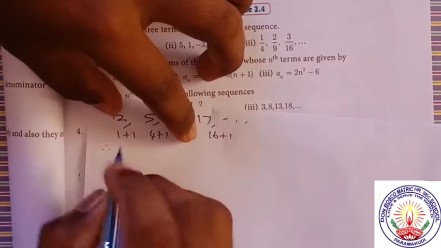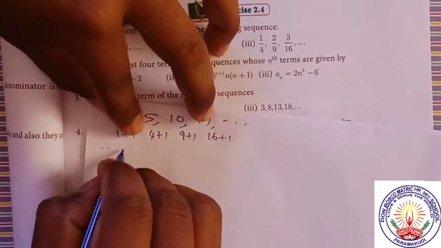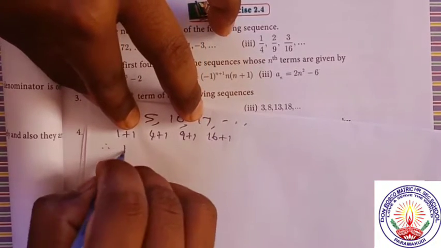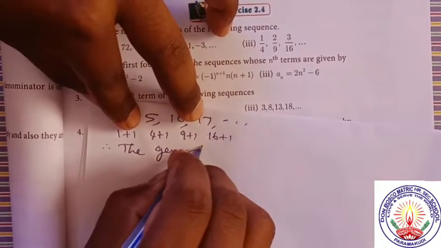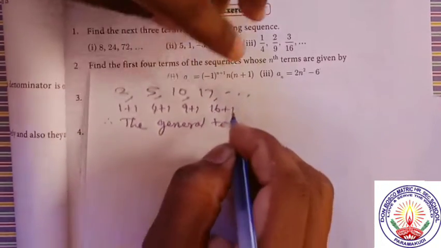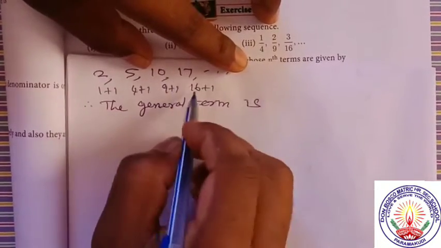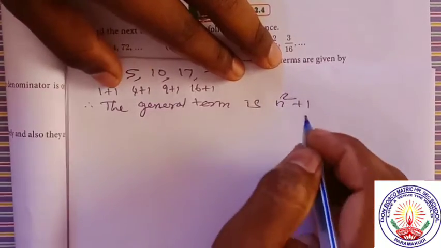Therefore, we can observe these are the next integer after the square number. Therefore, the general term: the fourth term is 4 squared plus 1, the nth term is n squared plus 1. Very simple one.